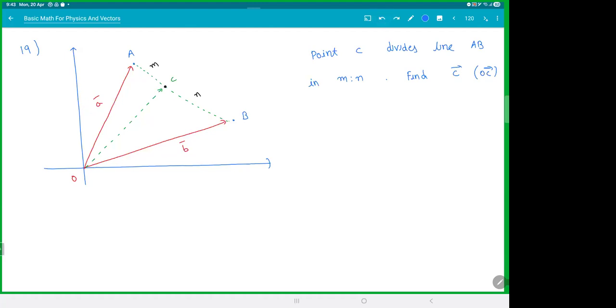Meaning if I change, for example, let's say if I say m is equal to n, then it will be the midpoint. So by changing m and n values, I can move the vector C bar. So point C is moving on the line AB based on m and n values. How do we approach this?